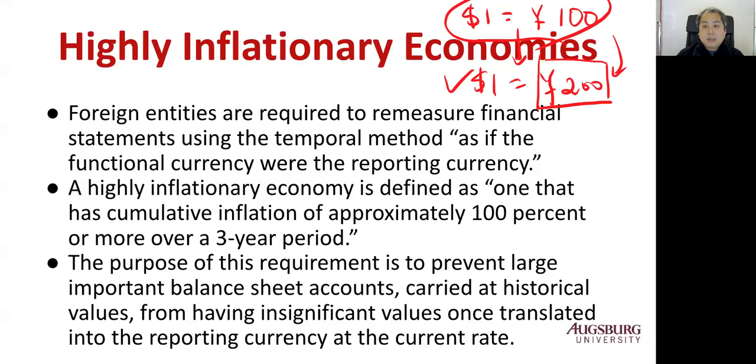So in this case, just for a highly inflationary economy, GAAP allows the company to use the temporal method, which means they can record, like the land acquired the previous year, using the historical rate from last year. So that's the purpose of these exceptions. So for a highly inflationary economy, there are some exceptions.